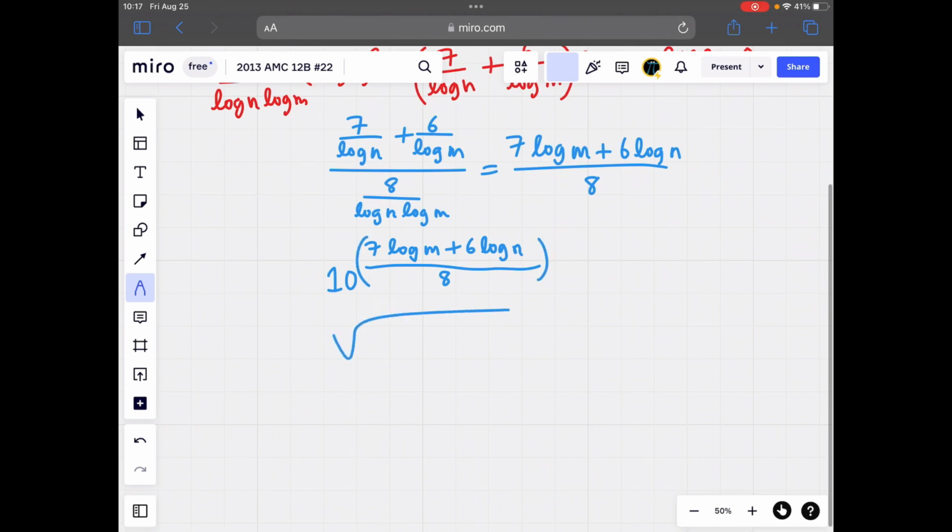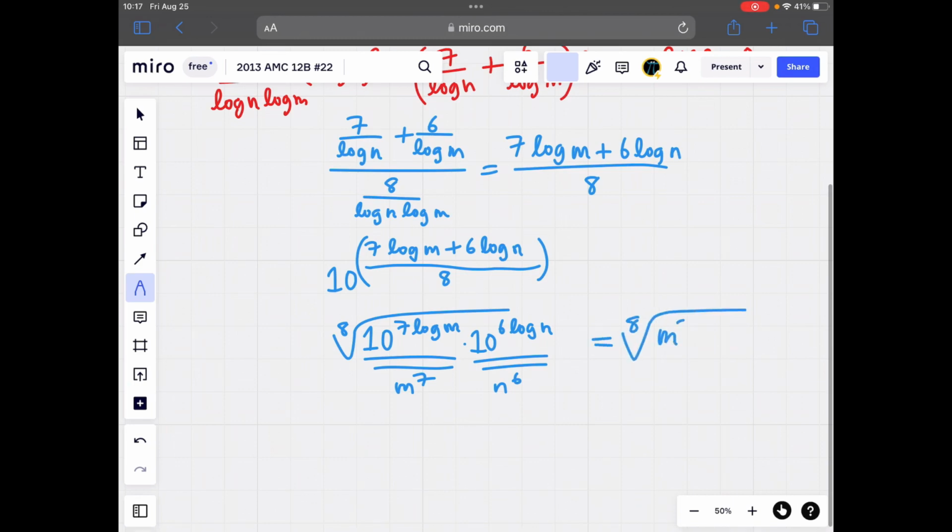And that's going to be nothing but the 8th root of some number, 10 to the power of 7 log m times 10 to the power of 6 log n. However, this first number is just m to the 7th, and this second number is just n to the 6th, using our log rules. So really, what we're just looking for is that the 8th root of m to the 7th times n to the 6th is some positive integer greater than 1.